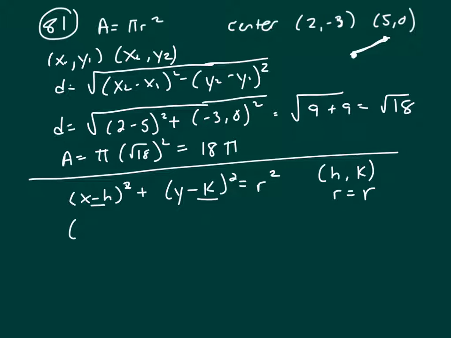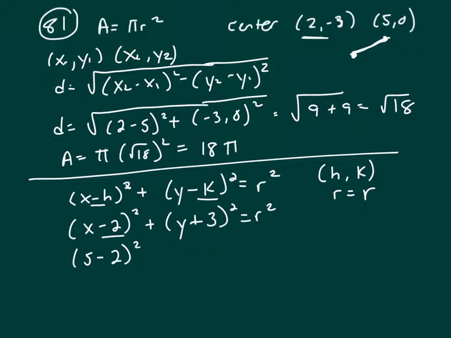So if I plug my center in here, I get what? I get x minus 2 for the x part. That would be positive 2, which is what I have, squared, plus y minus k, which would be y plus 3, because remember it's the opposite, squared, equal r squared. And we know this other ordered pair, (5, 0), where x is 5 and y is 0. We can plug that in. (5 minus 2) squared plus (0 plus 3) squared equals r squared.